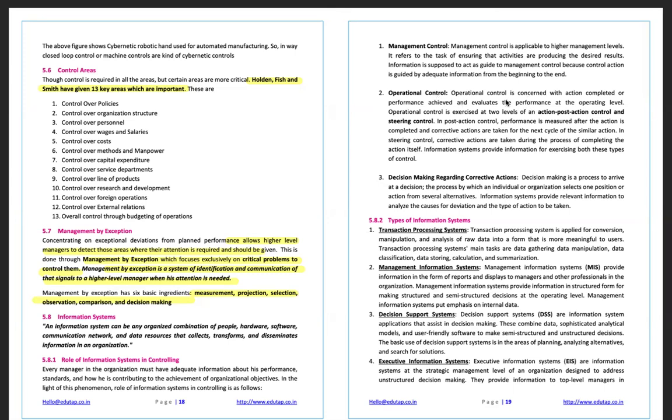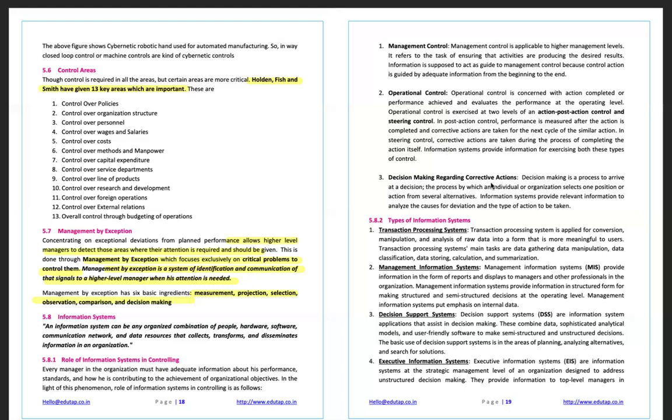Operation control is concerned with action completed or performance achieved and evaluates the performance at the operating level. Operational control is exercised at two levels of an action: post-action control and steering control. In post-action control, performance is measured after the action is completed and corrective actions are taken for the next cycle of the similar action. In steering control, corrective actions are taken during the process of completing the action itself. Information systems provide information for exercising both these types of control.